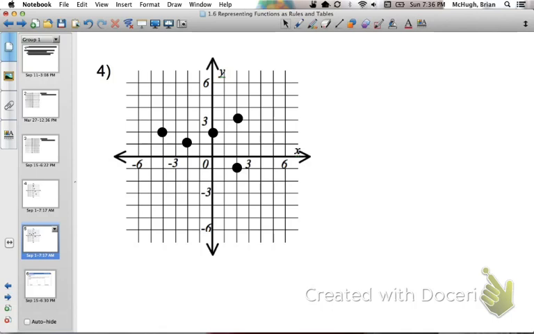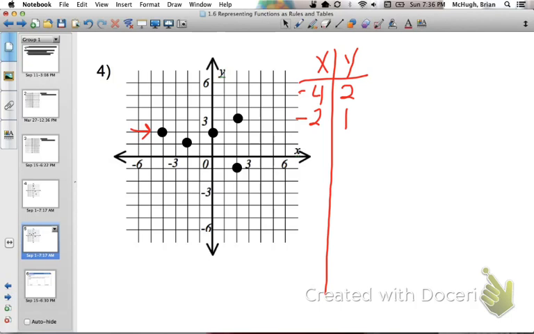One last example. Again, we're going to make a table of values for the given graph, inputs and outputs. The first point here, the x-coordinate is -4 and the y-coordinate is 2. The next point has an x-coordinate of -2 and a y-coordinate of 1. The third point here has an x-coordinate of 0 and a y-coordinate of 2. This fourth point here has an x-coordinate of 2 and a y-coordinate of 3. And this point here has an x-coordinate of 2 and a y-coordinate of -1.